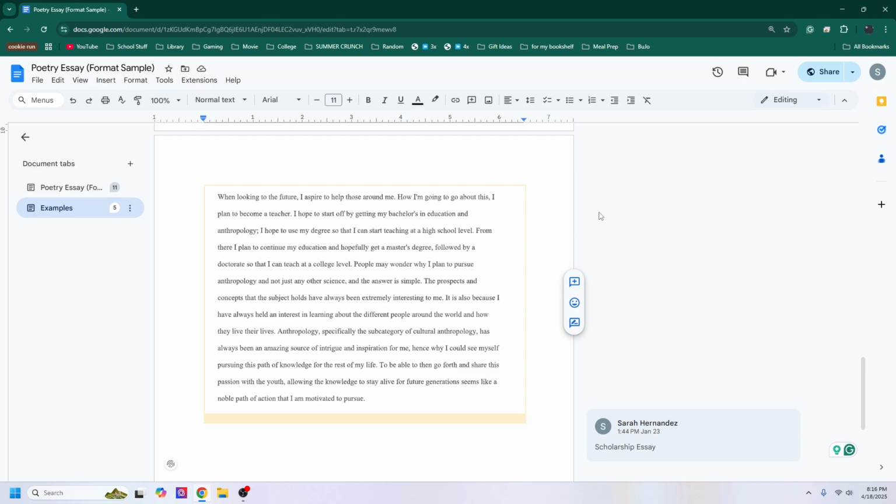He does use a semicolon, right? I was very proud of him. He said, I hope to start out by getting my bachelor's in education in anthropology. And then, new sentence concept, but still tied in the same vein, so he uses a semicolon. Good job. I hope to use my degree so that I can start teaching at a high school level.